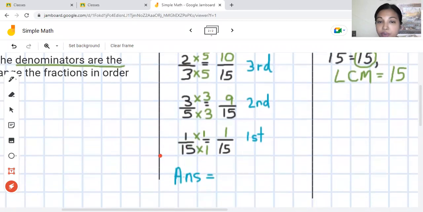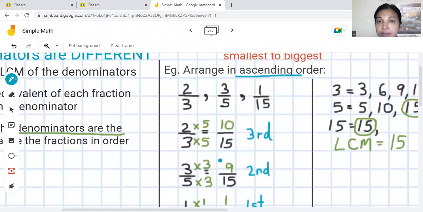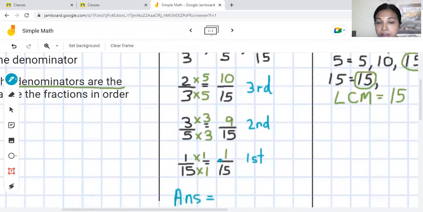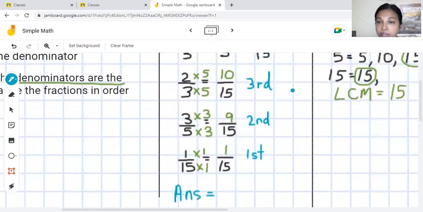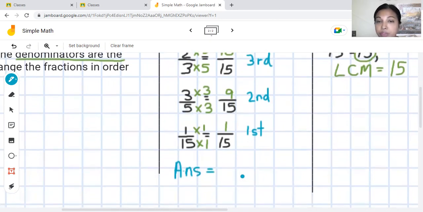So the first fraction in order, in ascending order, smallest to biggest, we have them listed here. And it's good to put first, second, and third when you have worked out your equivalent fractions. So at a glance, you can see it. And when you have to list your answer, it's going to be easier for you to put it down, and you're not going to get confused.